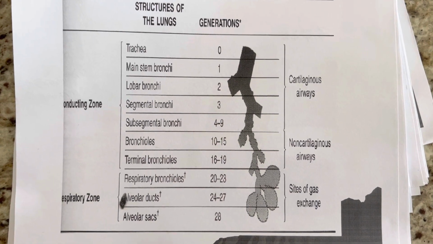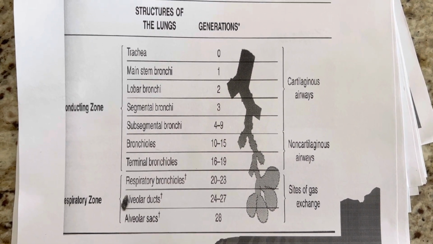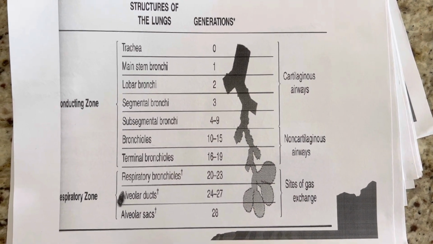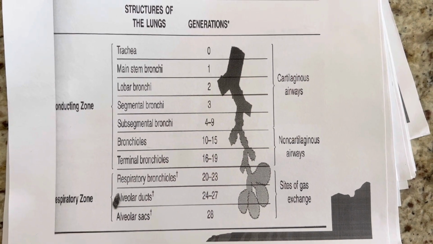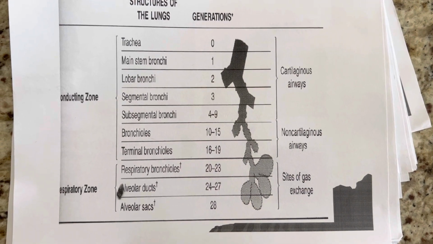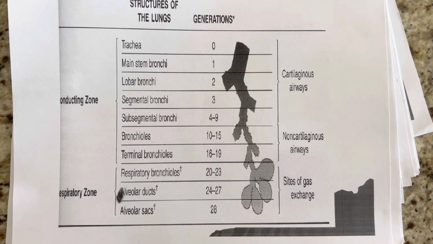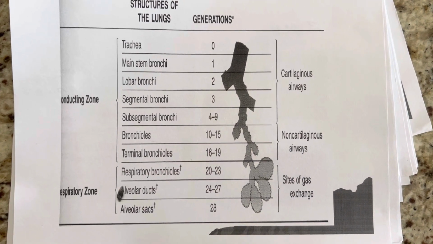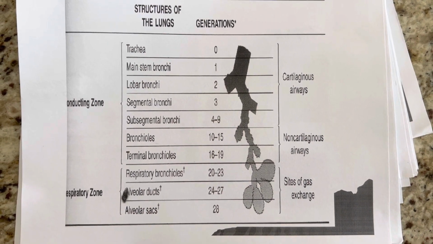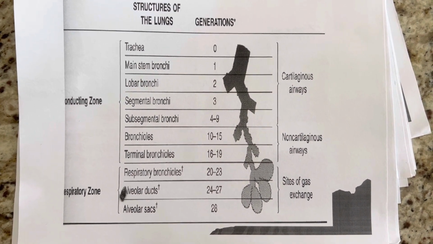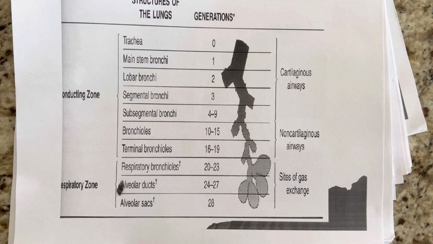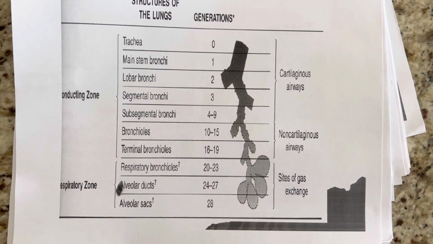It goes trachea, main stem bronchi, lobar bronchi, segmental bronchi, subsegmental bronchi, bronchioles, terminal bronchioles, respiratory bronchioles, alveolar ducts, alveolar sacs.